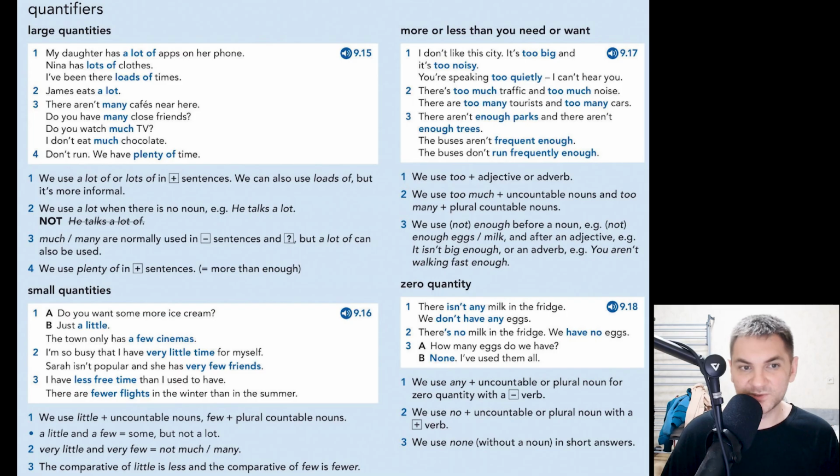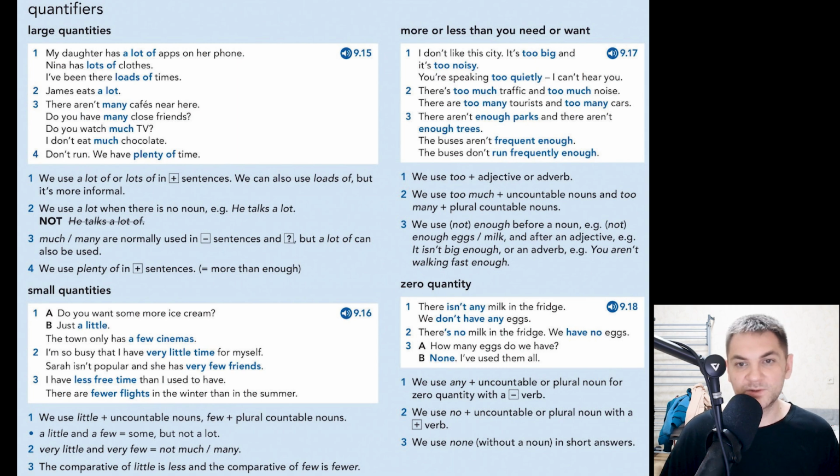Speaking of small quantities, we use little plus uncountable nouns, few plus plural countable nouns, a little and a few, kind of some, but not a lot. Very little and very few, not much, not many. And the comparative of little is less and the comparative of few is fewer. So less free time, fewer flights.